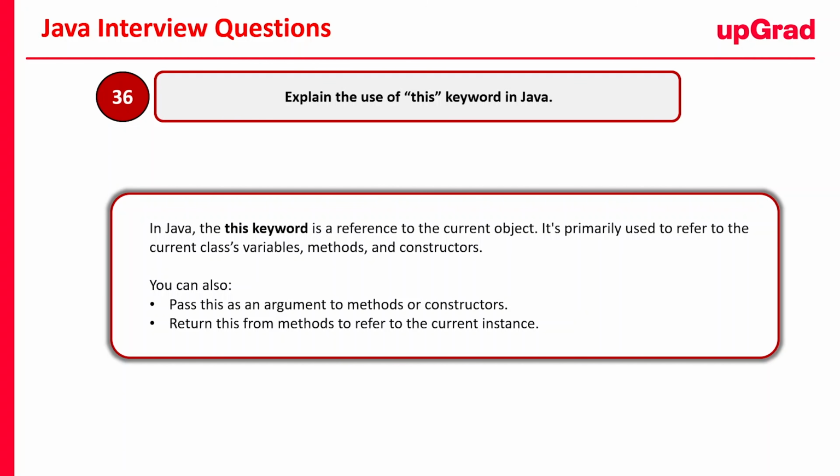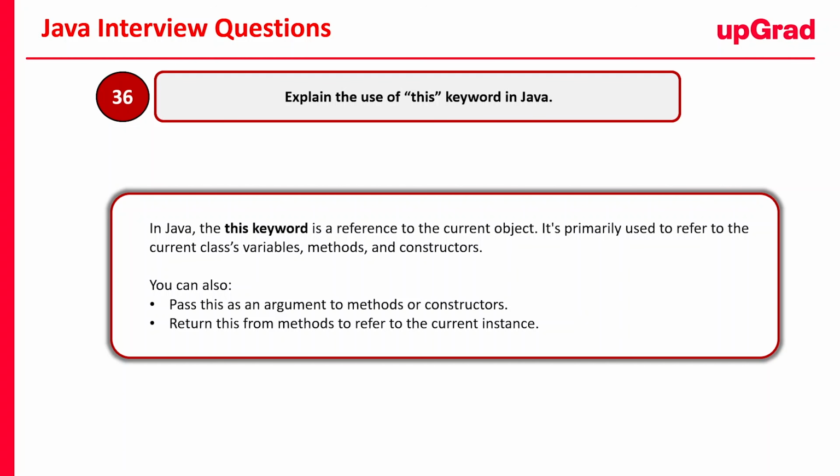You can also use this to pass the current object to other methods or constructors. And you can return this from a method to refer to the current object. So in short, the this keyword helps ensure that the program correctly uses the current object inside its class. Alright, so this was about the this keyword in Java.